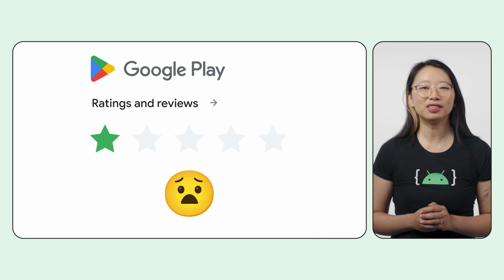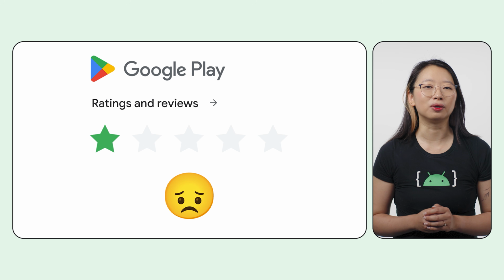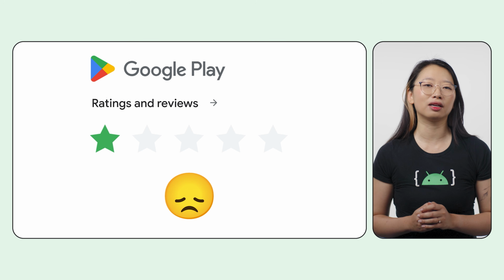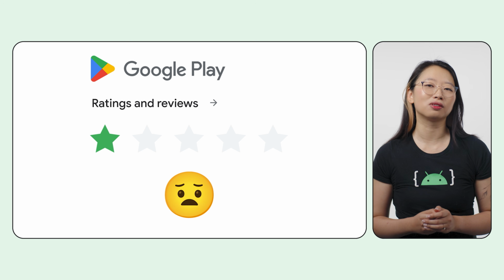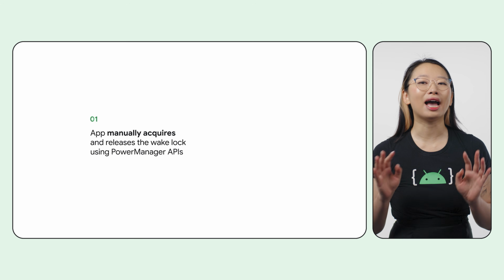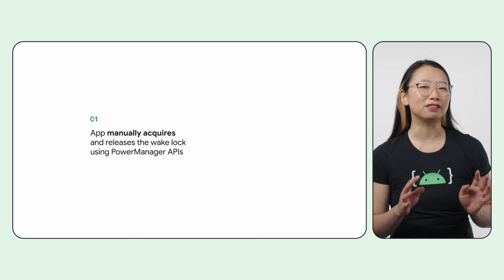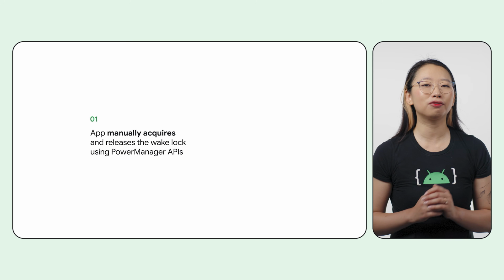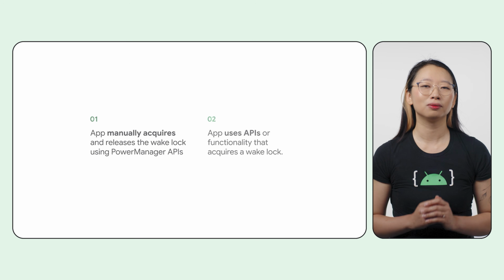For example, we've seen scenarios where apps have chosen to hold a wake lock for hours at a time or did not properly release the wake lock, leading to frustrated user reviews calling out battery drain. There are two methods partial wake locks are acquired. The app manually acquires and releases the wake lock using WorkManager APIs for a specific use case. Often, this is acquired in conjunction with a foreground service, a platform API intended for user-perceptible operations.